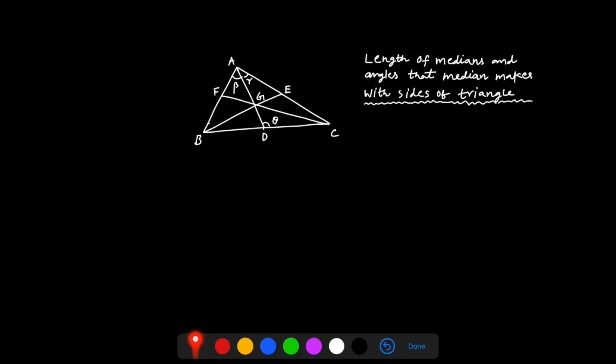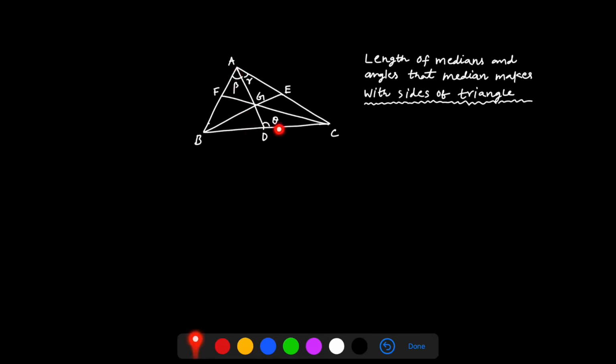So here we would like to find the length of AD and the angle beta, that is, the angle the median AD makes with the side AB, and similarly we are interested in finding the angle gamma and the angle theta. So let's start.